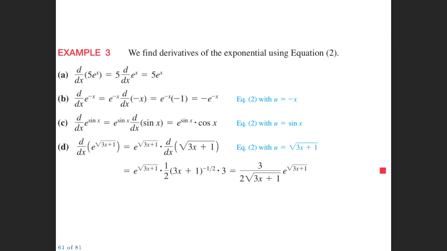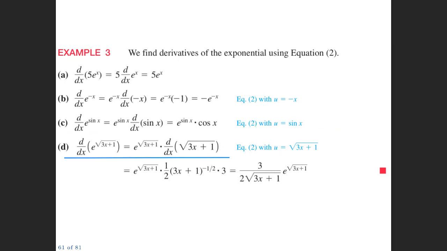Chain rule here. The derivative of e to the power minus x ends up as minus e to the power minus x. Another chain rule. The derivative of e to the power sine x is e to the power sine x, because the derivative of e to the power x is e to the power x, multiplied by the derivative of sine x. So e to the power sine x multiplied by cos x.